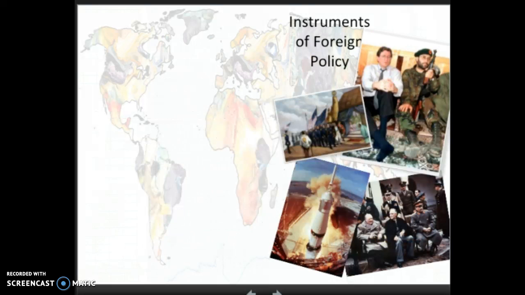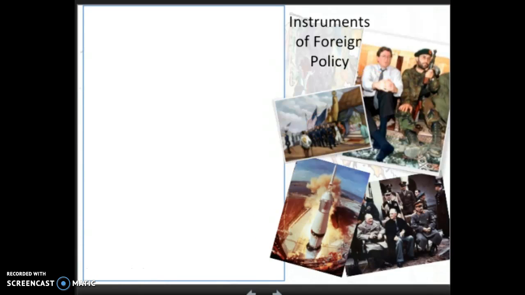What are the different instruments of foreign policy? Okay. Diplomacy. So right here, we have two pictures depicting diplomacy. Right here, you have Churchill, FDR, and Stalin, allies all of World War II. Right here, you have Richard Holbrooke. He was responsible for conducting diplomatic relations during the Bosnia Herzegovina conflicts.